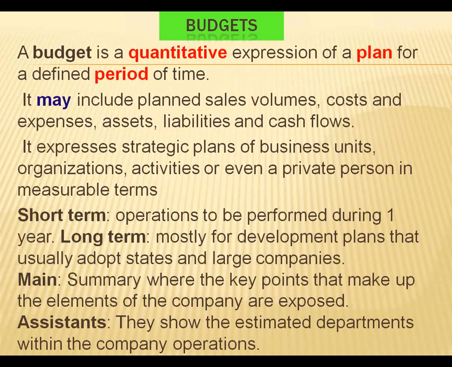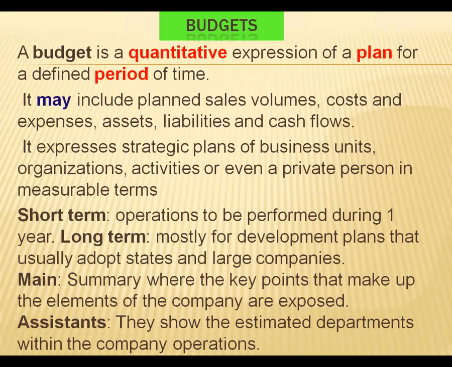And the budget is a strategic plan that may be implemented in organizations, activities, or even a private person in measurable terms. Why am I writing here a private person? Because I can tell my wife, or my wife can tell me, you know, our budget for grocery during 1 month should be $300, and our budget for buying clothes during 1 year should be not more than $2,000.